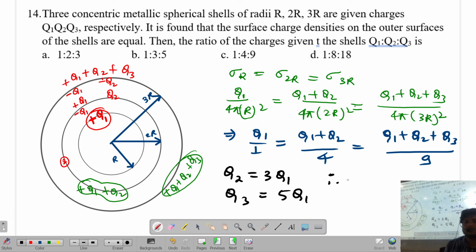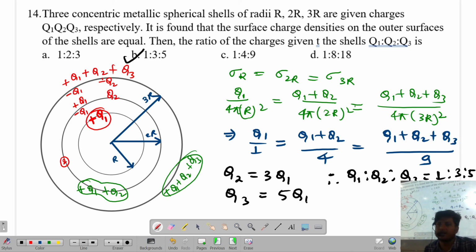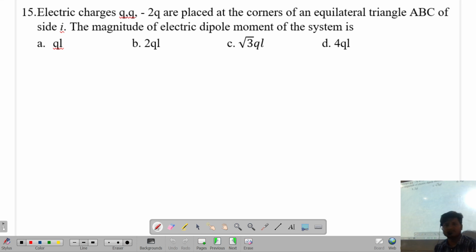So therefore, what is Q1 is to Q2 is to Q3? Can I write it to be 1 is to 3 is to 5? Yes or no? So which option is correct? Option B is correct. Correct? Got it or not? Moving to next question, question number 15.